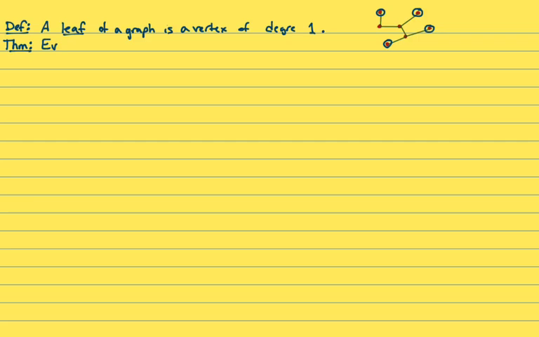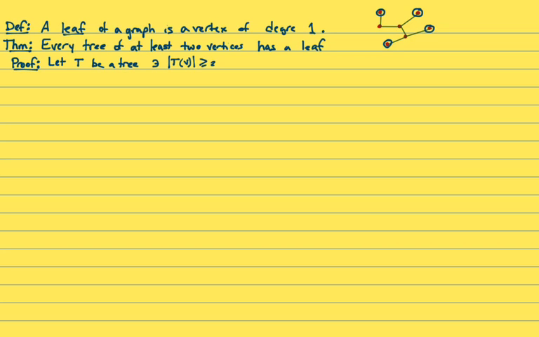Okay, so theorem. Every tree of at least 2 vertices has a leaf. So we're guaranteed that every tree that has at least 2 vertices must have a leaf. So let's prove that every tree, that is every connected acyclic graph, has a leaf. Let T be a tree such that the number of vertices, the cardinality of the vertex set, is greater than or equal to 2.